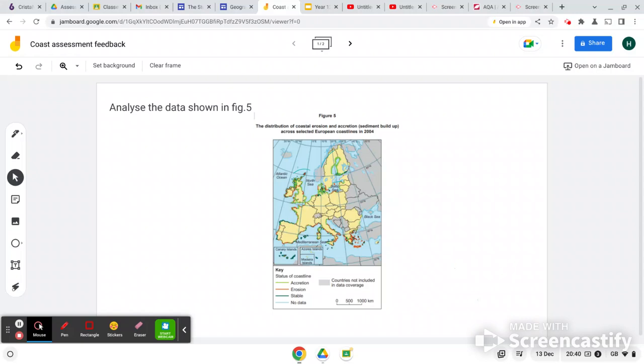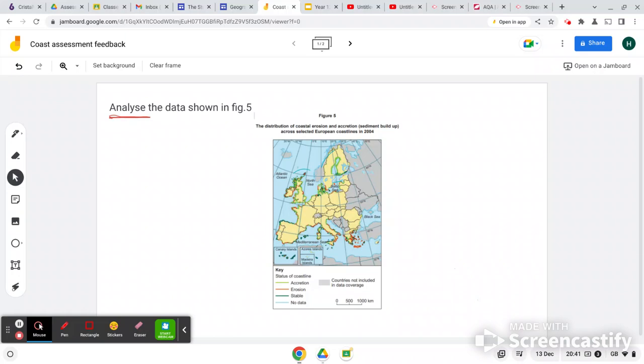This is your 6-mark skills question. For every topic that you do, you will have one 6-mark question which is assessing your skills. The skills that this one is assessing are your analysis skills. You know this is a skills question because it says analyse the data shown in figure 5. It does not say that you need to use any of your own knowledge.